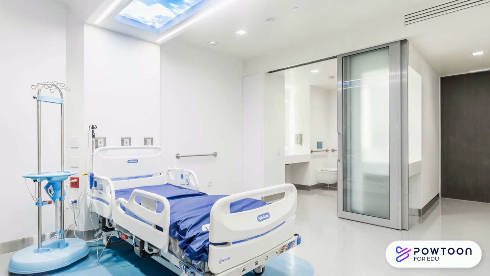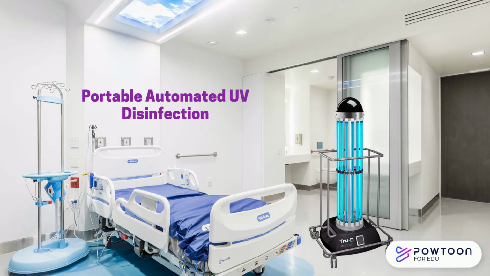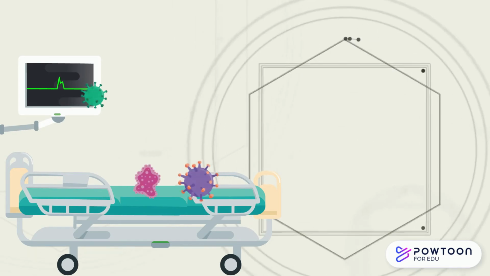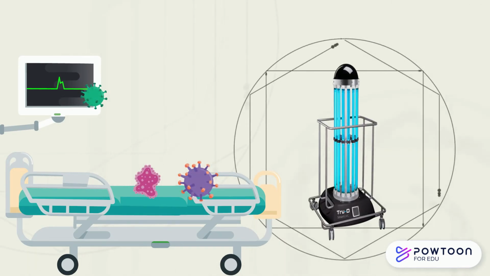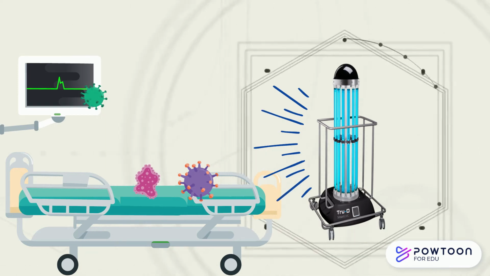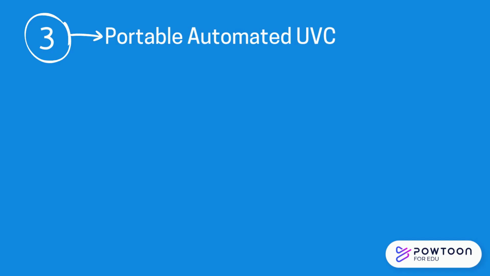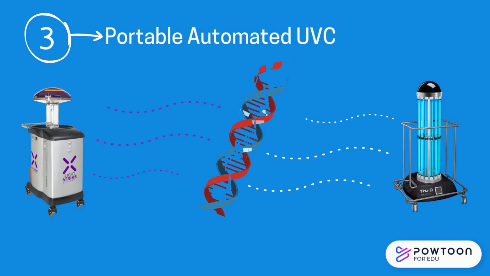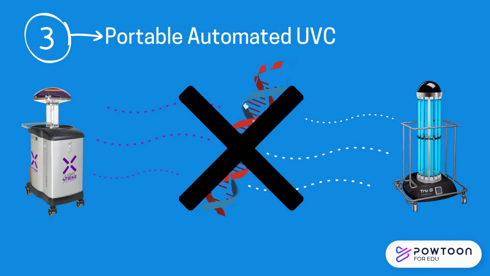One type of adjunct to manual cleaning practices is portable automated UV disinfection technologies, which have been developed to combat the threat of HAIs. They function by emitting an artificially generated form of UVC light which replicates the electromagnetic radiation that is naturally produced by the sun. UVC has a wavelength that ranges between 100 to 280 nanometers, which is strong enough to destroy the genetic material of bacteria, viruses, and other microorganisms.